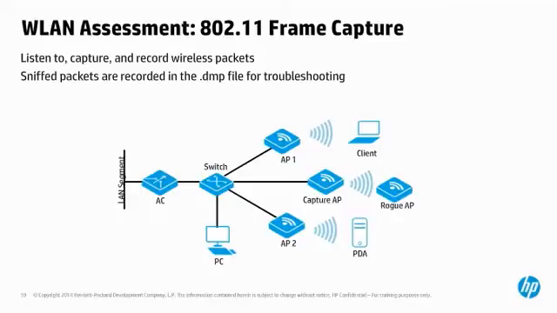Instead, you can configure an AP as a packet sniffer. It will capture and record wireless packets and place them in a .dmp file for analysis. In the figure, the center AP has been configured for frame capture. It is centrally located near the other APs and some clients. An analysis of the .dmp file might help you determine why a client can't associate, or perhaps even discover a rogue access point.